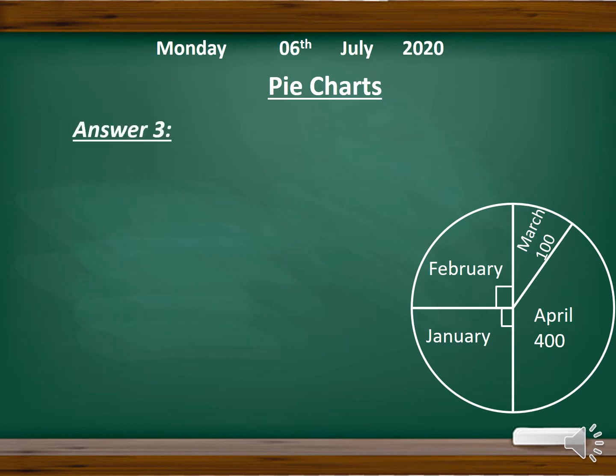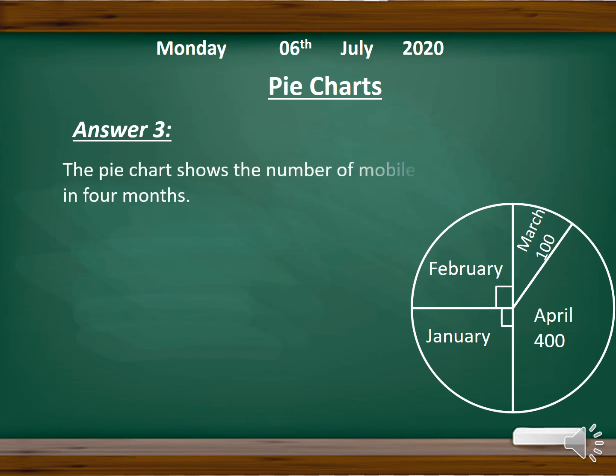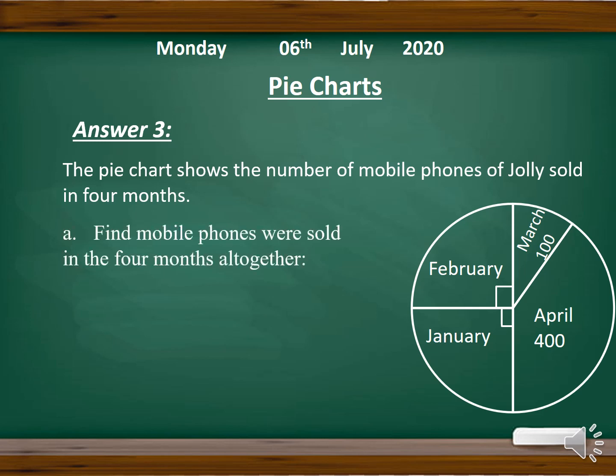Let me look at the answer, or solution number 3. You know the pie chart shows the number of mobile phones Julie sold in 4 months. And we find letter A, the mobile phones sold in the 4 months altogether. We can think about the half part of the pie chart, March and April. In March, we can say 100 mobile phones. April, 400 mobile phones. We take 400 plus 100 here equal to 500 mobile phones. We can say it's a half pie chart.